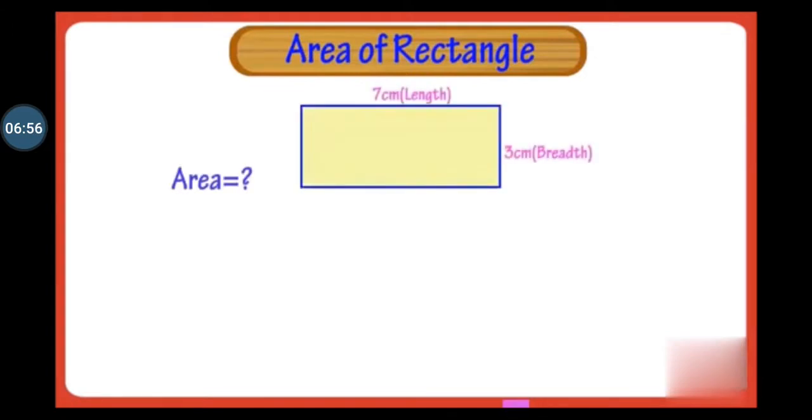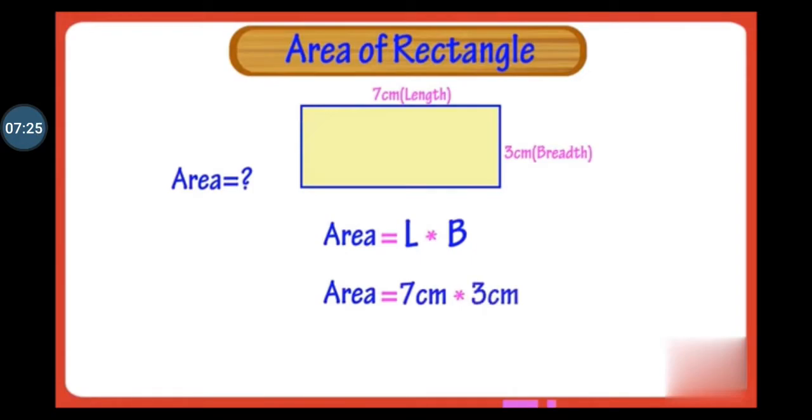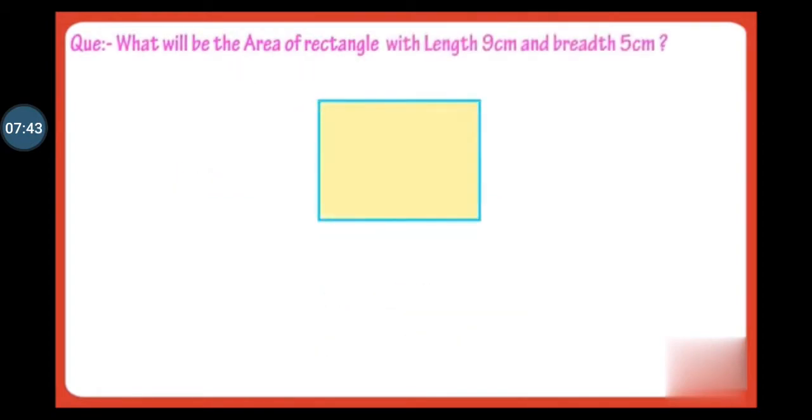Now let's learn about the area of the rectangle. Here we have a rectangle whose length is 7 centimeter and breadth is 3 centimeter. We know that we can find out the area by multiplying length and breadth. So here we use the formula: area is equal to length multiplied by breadth. We have length as 7 centimeter and breadth as 3 centimeter. After multiplying, it is 21 squared centimeter. Because the measurement unit for area is always squared centimeter, because we are multiplying two things, 2 centimeters.